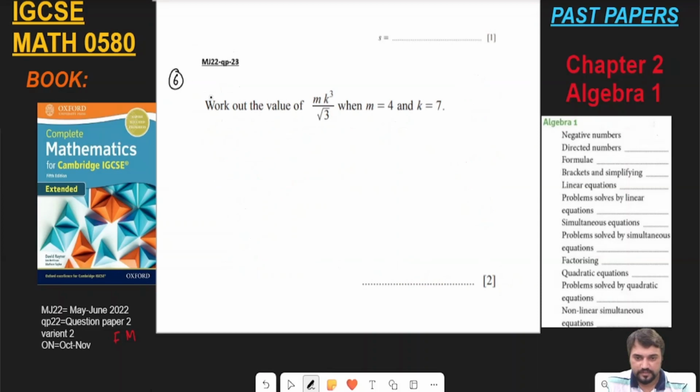Question 6 is, work out the value of mk cube over square root of 3 when m is equal to 4 and k is equal to 7. For this question, write the value you want to calculate and put the values in the variable. That is, the value of m is 4 and the value of k is 7, and cube remains the same. In the denominator we have square root 3. Use your calculator.